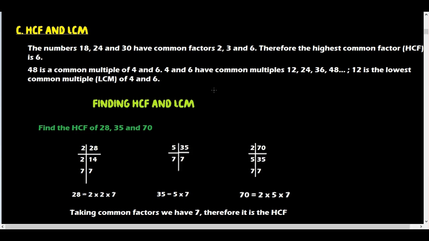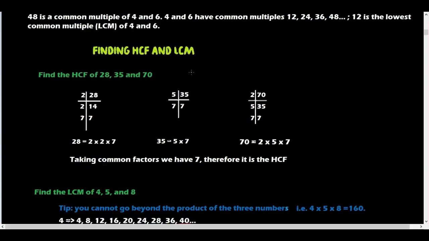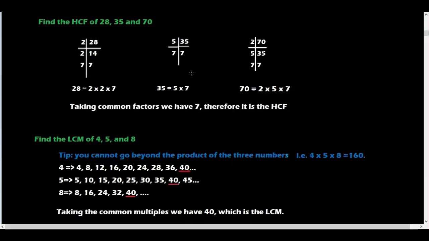Highest common factors and lowest common multiples. Here, when we say the highest common factor, what we mean is the highest number that can divide the given numbers without leaving a remainder. And the lowest common multiple is just the lowest number that is a multiple of all the numbers given. Finding HCF and LCM. Find the highest common factor of 28, 35 and 70.